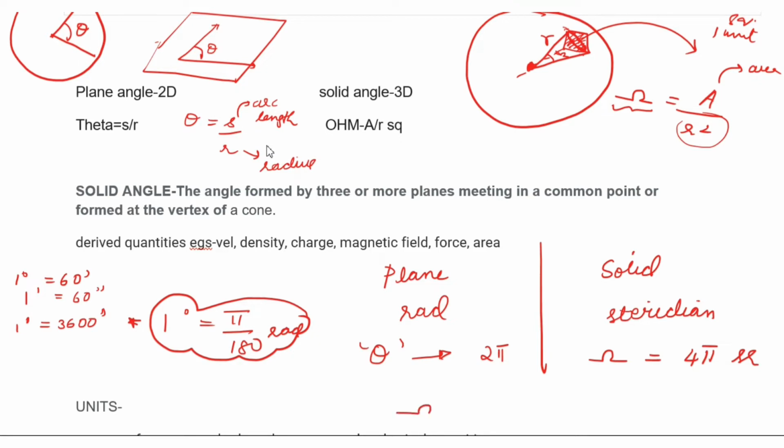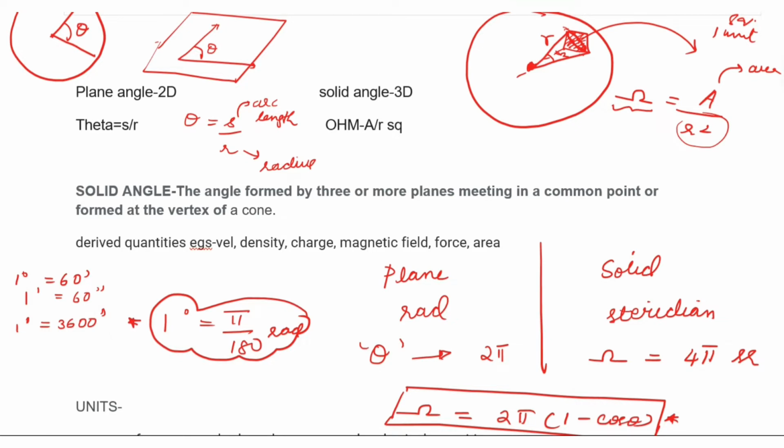So an important relation between plane angle and solid angle is omega is equal to 2 pi into (1 minus cos theta). You just need to remember this as a formula in your mind and you don't have to look up its derivation. Now moving on to the second type of quantity, which is derived quantities.